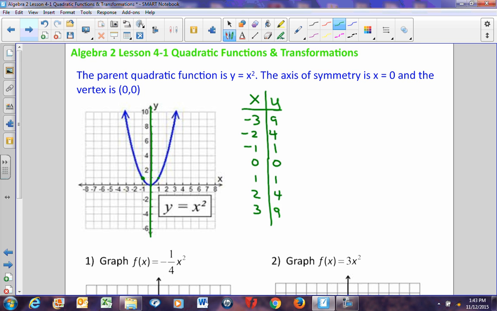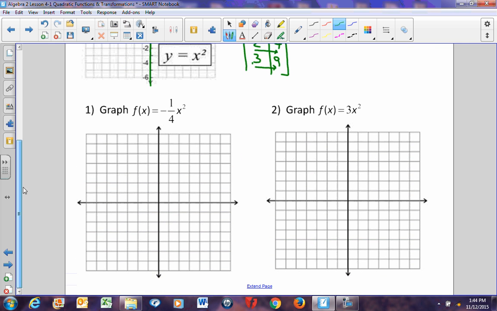So as you can see, when you look at a parent function, if I just looked at this part of the graph itself, my vertex is at 0, 0. Notice I go over 1, up 1, over 2, up 4, over 3, up 9, because that's my x value and my y value. If you keep that in mind, you're just going left 1, up 1, left 2, up 4, left 3, up 9, because you're getting the mirror image of it. And that's an easy way to graph quadratic functions.